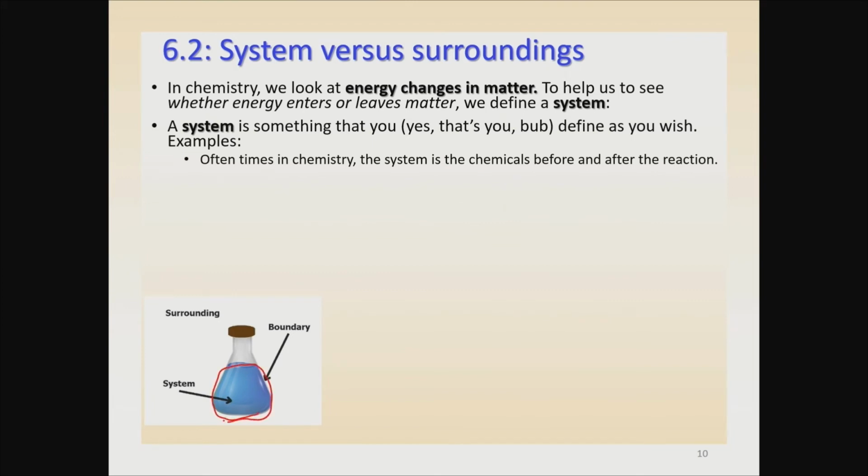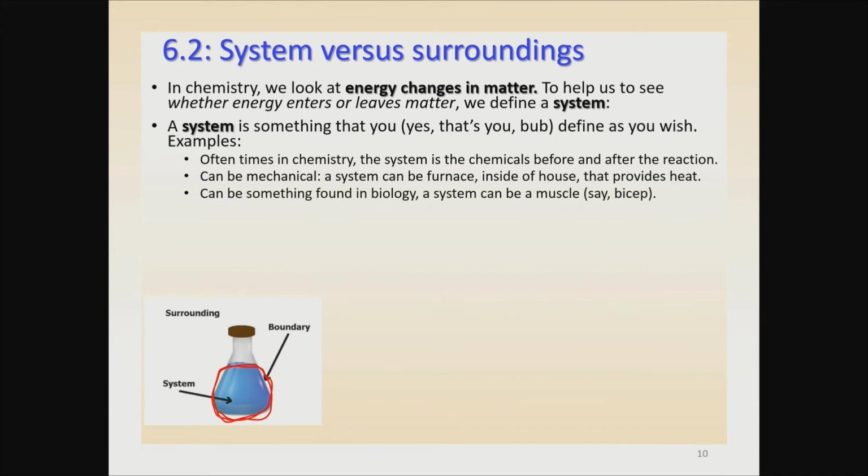And so you can say the blue chemicals in the flask, you can just arbitrarily define that as a system. Now, you can define systems in other fields. For example, you can define a system that is more mechanical in nature. If you have a furnace in your home, the furnace in and of itself would be a system. Or maybe something biological. Let's say you're looking at a particular muscle in your body, your bicep. You can arbitrarily define the bicep as the system.